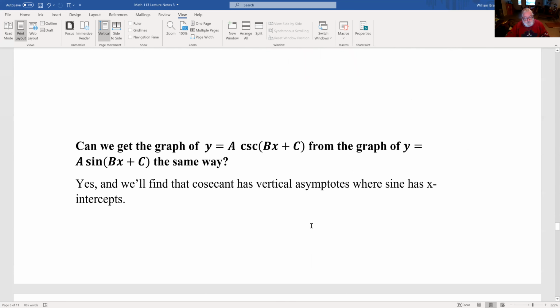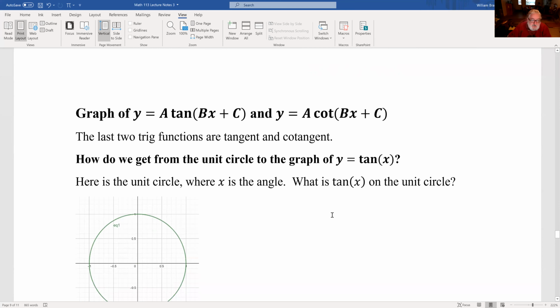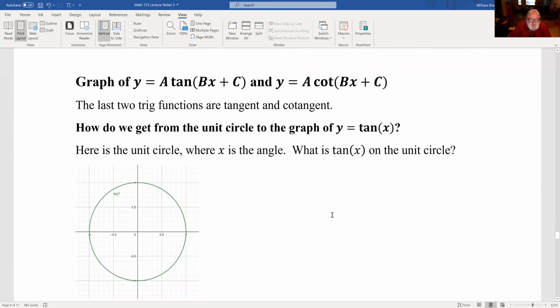Can you get the graph of cosecant from the graph of sine the same way? Yes. Because cosecant is the reciprocal of sine. So cosecant has vertical asymptotes where sine has x-intercepts. So I'm not going to actually do an example of cosecant. What about tangent? Tangent and cotangent. These are different from the other ones.